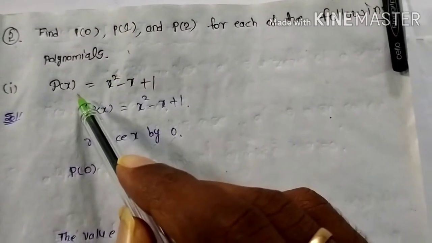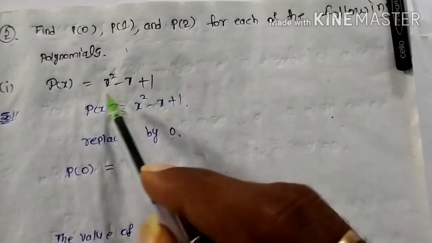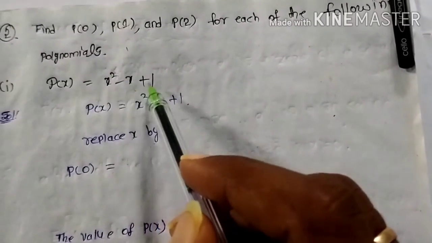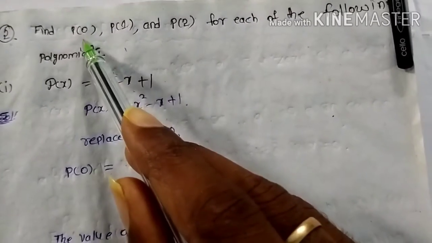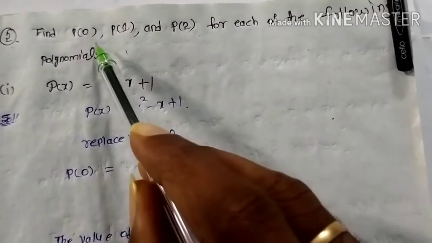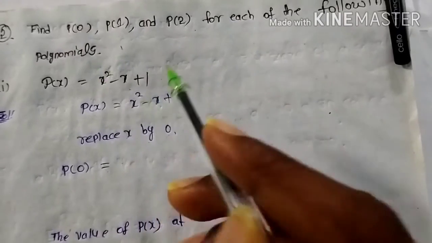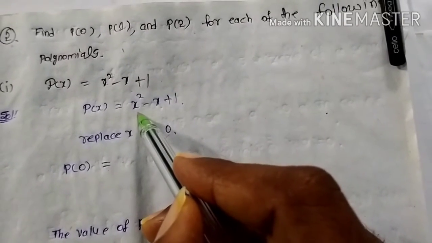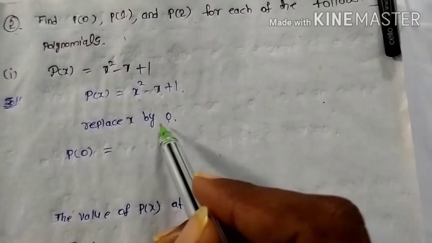See here, what is the given polynomial? p of x is equal to x square minus x plus 1. x square minus x plus 1. What are the values we need to find here? p of 0, p of 1, p of 2. Yes or no? That means for p of 0, can I replace x with 0 or not? Yes or no? Wherever x is available you can just replace it by 0. Yes. So I am writing here, replace x by 0.